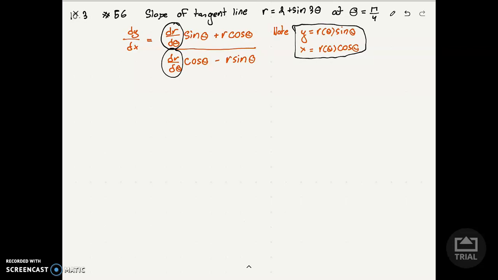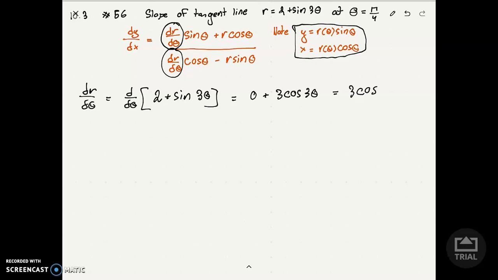the formula. So, dr d theta is the derivative with respect to theta of 2 plus sine of 3 theta, which is our r, which is equal to 0 plus 3 cosine of 3 theta, using the chain rule, and that's just 3 cosine of 3 theta. Okay. And then from there, let's just plug it into the formula.